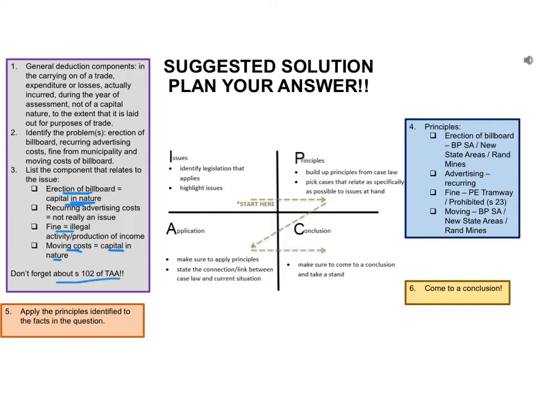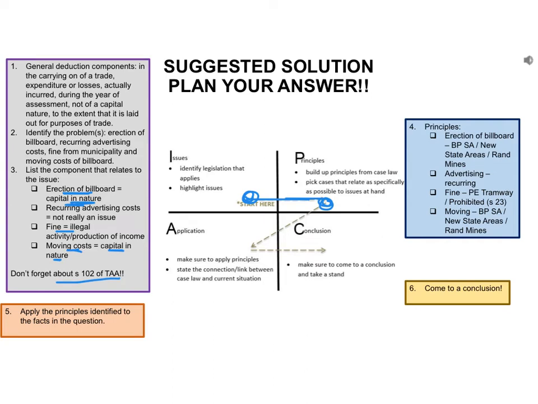And always, if you are in a discussion question, you need to think about Section 102 of the Tax Administration Act, right? So that's the first part. I've identified my issues. What principles am I going to use? Now, if you think about the billboard and you think about capital in nature, I'm thinking about court cases like BP South Africa, New State Areas, Rand Mines.